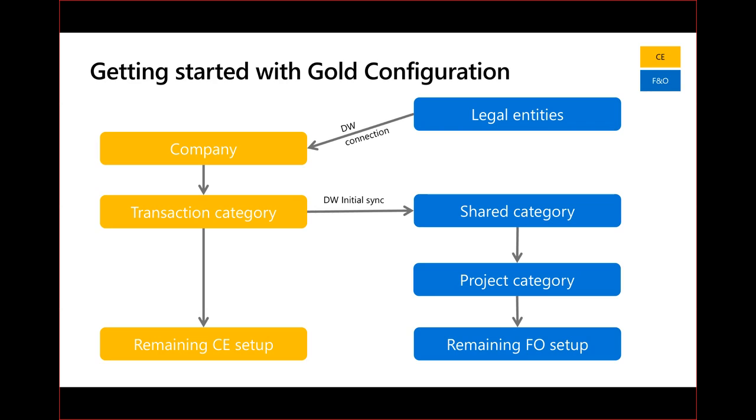And then from the shared categories, typically we're going to select which of those shared categories are used in a specific legal entity or company. And so we're going to define the project categories. Now, once we have set up those things in both environments, typically we will finalize our configuration by doing the remaining finance and operations setup in the finance and operations environment and the remaining Dataverse setup in our Dataverse environment.